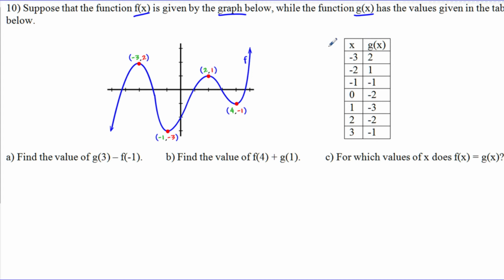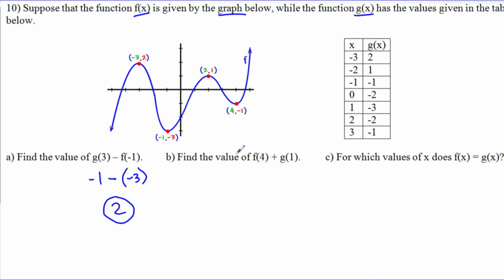Well, g of 3 is going to come from the table. What is the output when x is 3? So instead of writing g of 3, I'm going to say, well, negative 1 is what the g function is when x is 3. And I'm going to go to the left-hand function, and I'm going to say, what is the output of the f function when x is negative 1? Well, if I go over to negative 1, it looks like I go down to negative 3. So the output here is negative 3. So negative 1 minus negative 3 is just 2. So that would be my answer to that one.